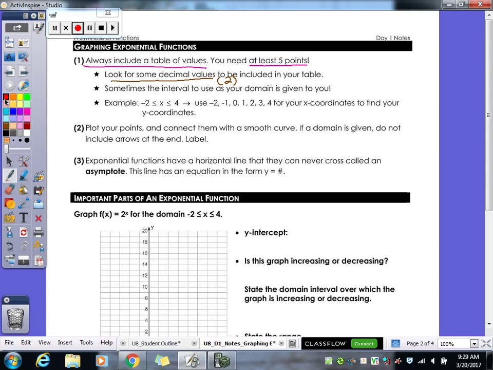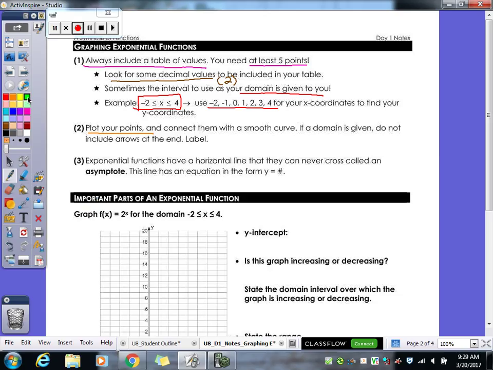Again, sometimes your domain is given to you. It would look like this if it were. Negative 2 is less than or equal to x, which is less than or equal to 4. Again, that's telling you what x values to use in your table. They're telling you to go negative 2 up to 4. So you would only know what part of the table to look at. So then you plot your points and connect them with a smooth curve. Our exponentials are not lines, they're curves.